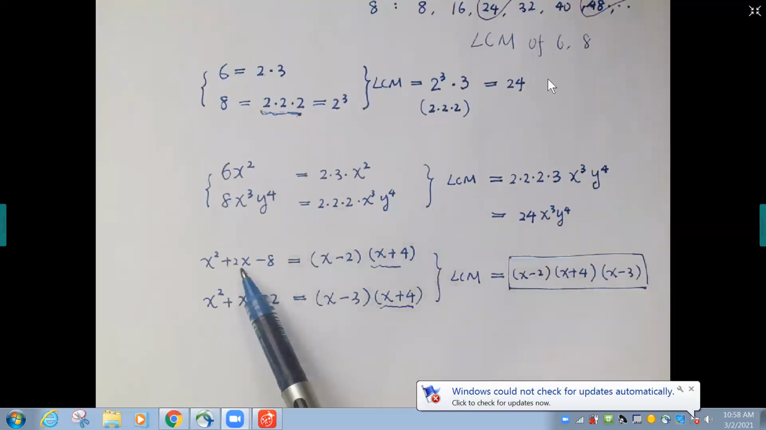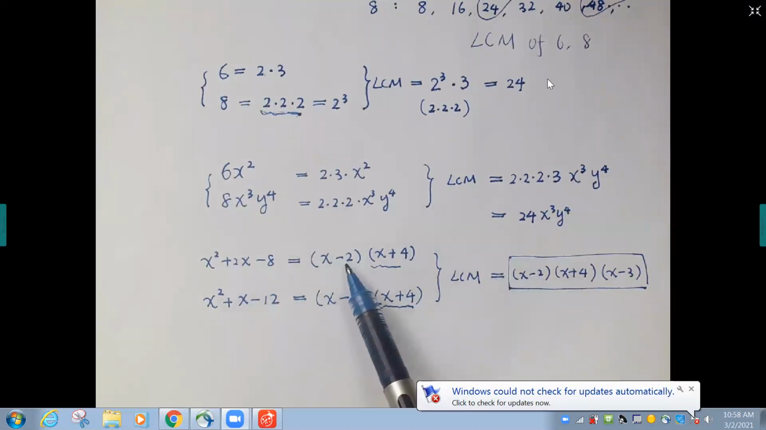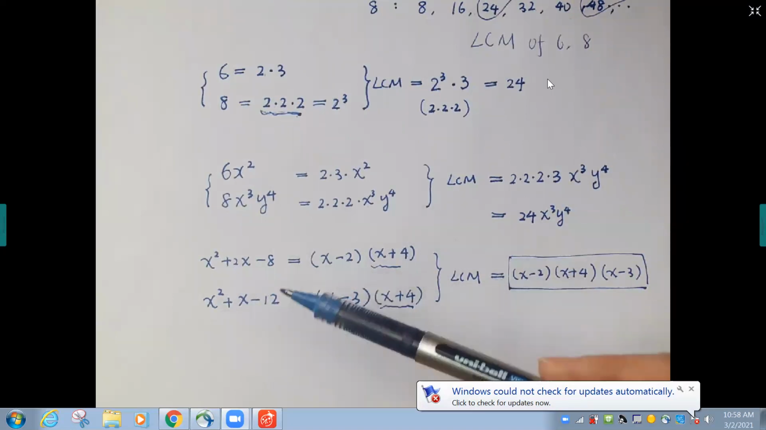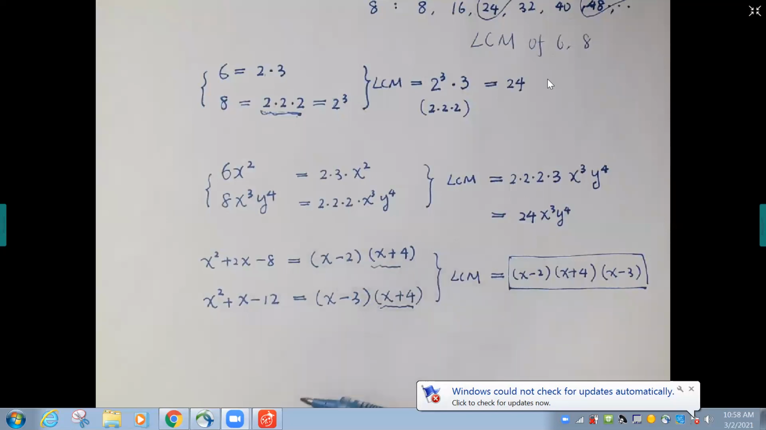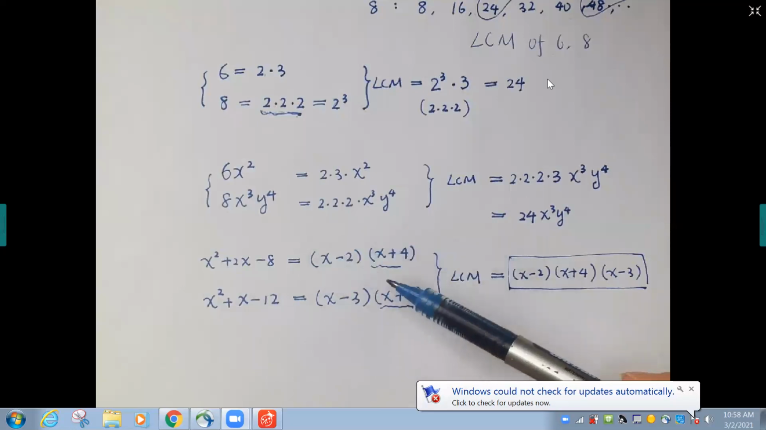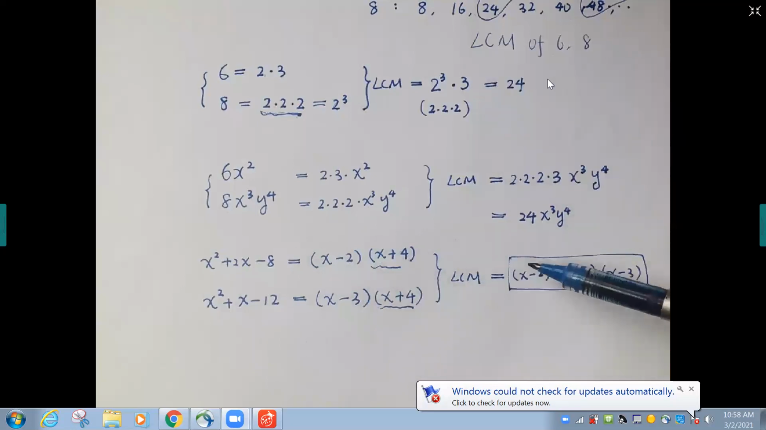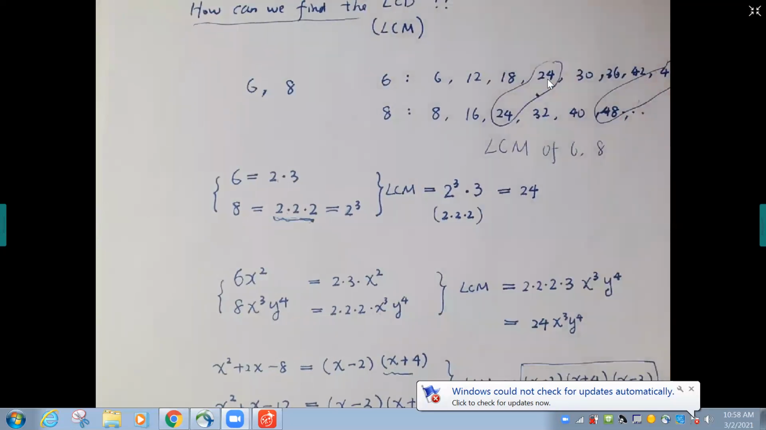If we have a polynomial, then we have to factor each polynomial respectively, then follow the same way. We will be using every factor the maximum times it appears in each factorization. So do not use the total times. We use it individually in each factorization. We count how many times that factor appears. Okay, so those are the preparation. How do we look for the LCD?